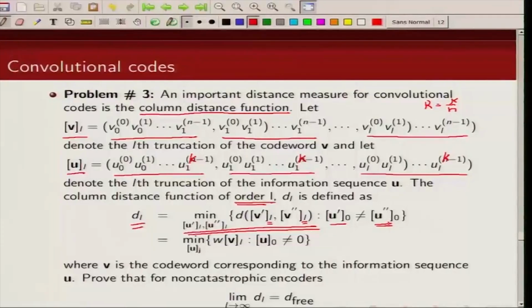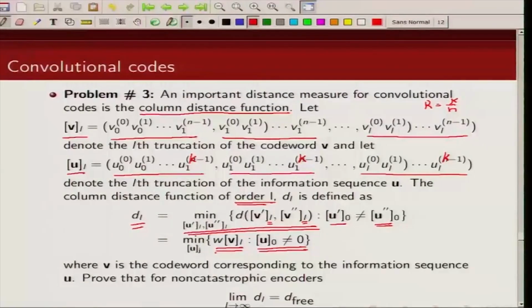Now, we know that the minimum Hamming distance between two sequences can be written as the minimum weight of a non-zero code word. So, the same thing we can write as the minimum weight of an Lth truncated code word belonging to a non-zero information sequence. So, we can define our column distance function of order L as the minimum weight of the Lth truncated code sequence belonging to a non-zero information sequence.